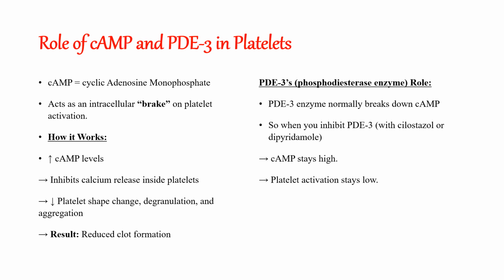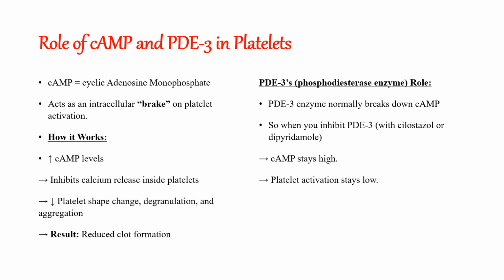To understand how PDE3 inhibitors work, we first need to understand the role of cAMP in platelets. cAMP acts like an internal brake. When its levels are high, it prevents platelets from becoming fully activated. It does this by reducing intracellular calcium release, which is essential for shape change, granule secretion, and aggregation. So, higher cAMP levels mean reduced platelet activity and less clot formation.